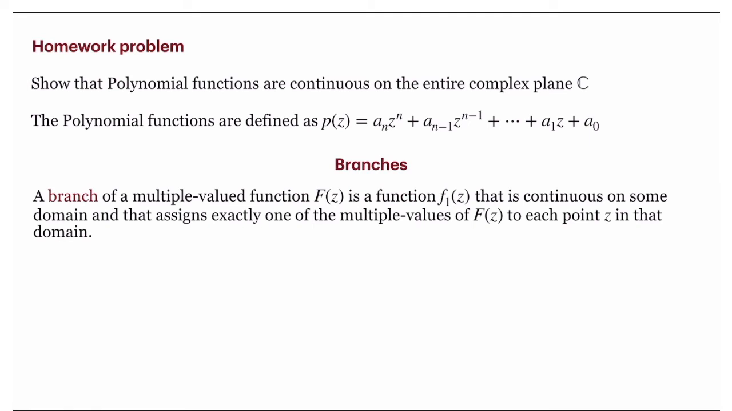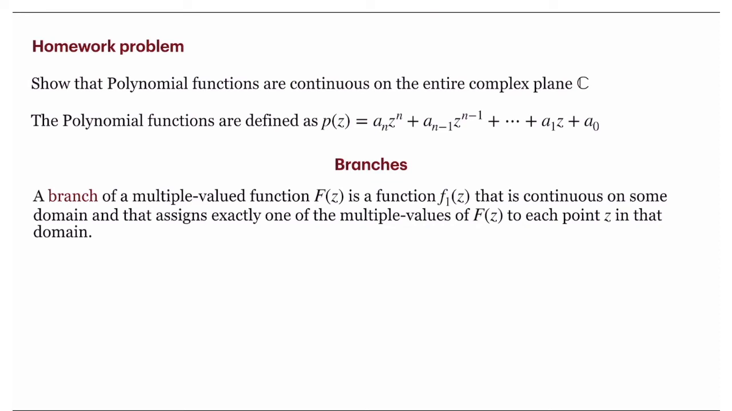A branch of a multivalued function f(z) is a function f1(z) that is continuous on some domain, and that assigns exactly one value of f(z) for each value of z in the domain. For a multivalued function, we can have multiple values of the function for a given value of z.